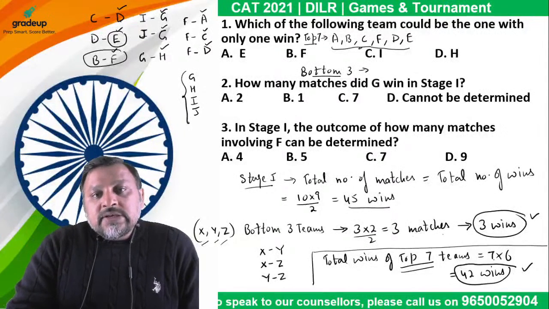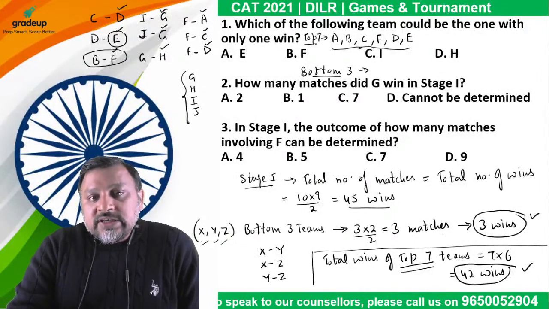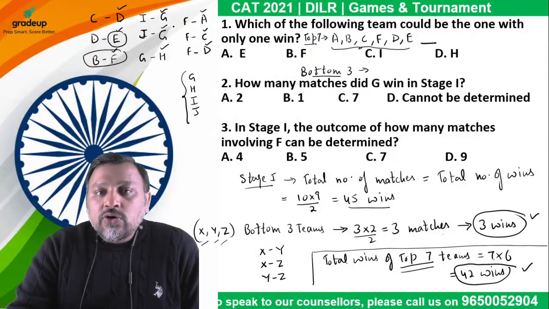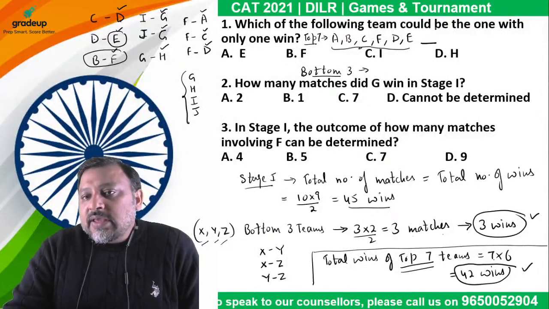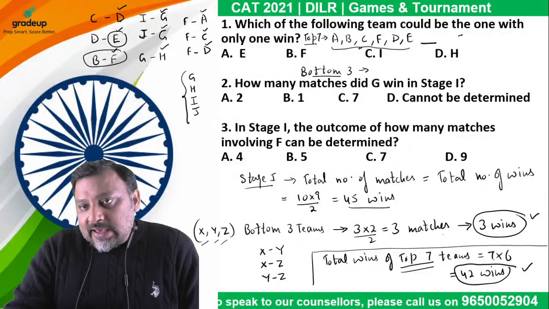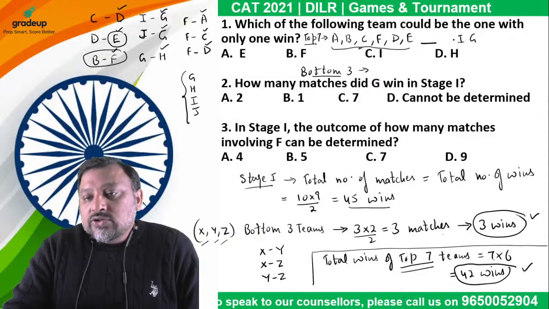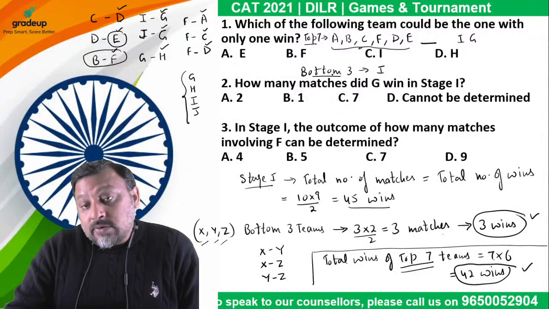Now, see, we know G beat I and G beat J. Okay, I have only one place left for the top 7. So I and J cannot be here, because if I have I here, then since G has defeated I, G भी यहाँ पे होगा. So we cannot have I here. So I is definitely in the bottom 3.